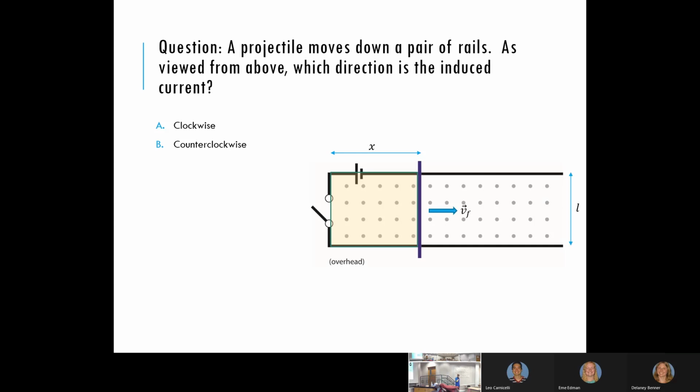Clockwise? Yeah, I agree. How do we get this? As the bar, this blue segment, moves down the rail, we include more of the magnetic field in the loop. More of those field lines pass through the rectangular loop that we're looking at.